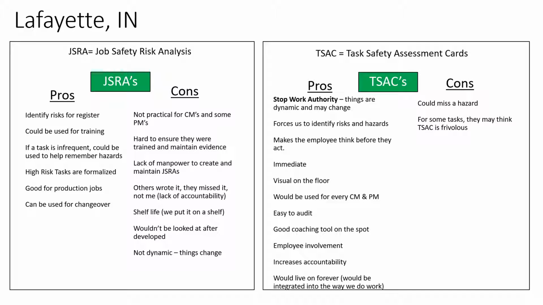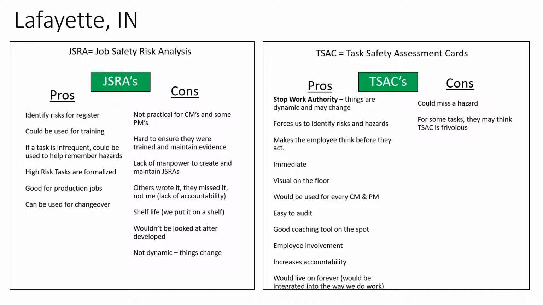This slide here is no more than just comparing the JSRA process to the TSAC process. Both pros and cons for each one of those. However, I would like you to focus as trade people on the TSAC. Again, the most important thing is that you have the stop work authority. If you don't feel that job is safe, it's time to stop, pull in the help, or take the time to make it safe. That's your call.